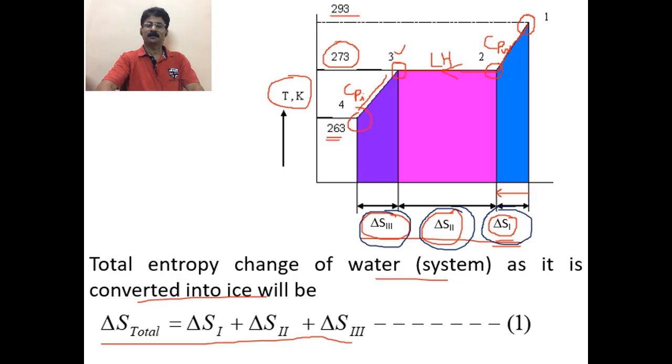Note it. Okay. So together, delta S of the system for water to ice will be delta S1 plus delta S2 plus delta S3.